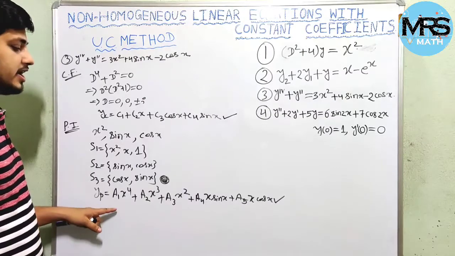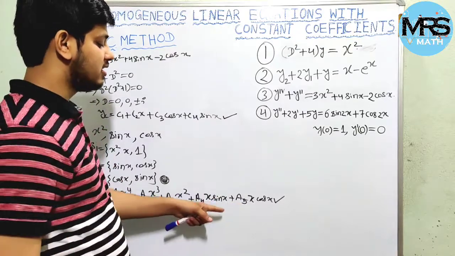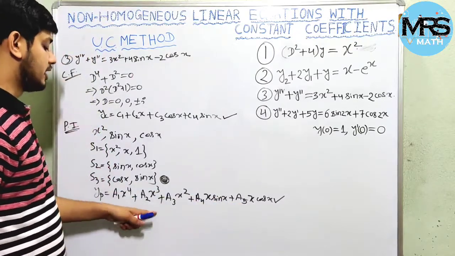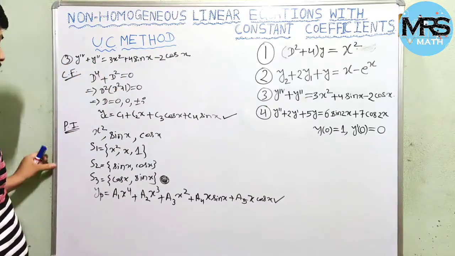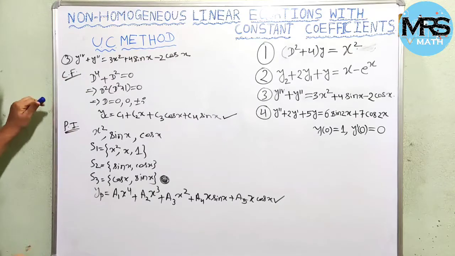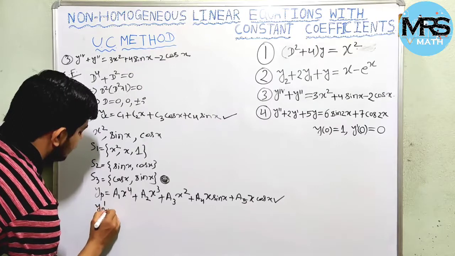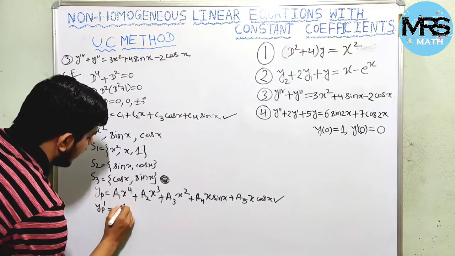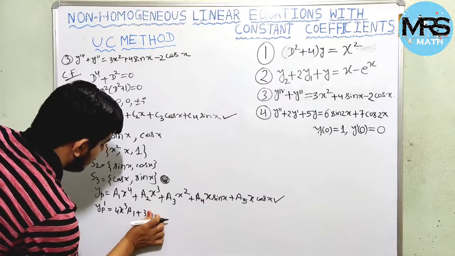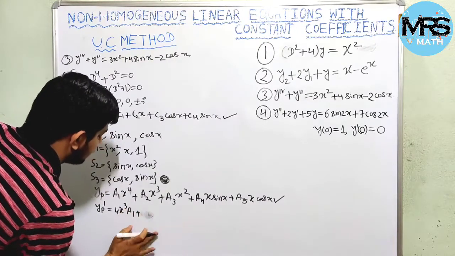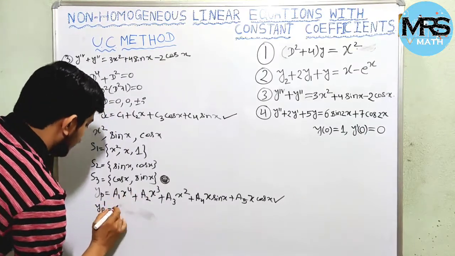Next job is to find a1, a2, a3, a4 and a5, which are the unknown coefficients. We will find them by substituting in this equation. Here he has asked up to y⁗, so we have to find the derivatives one by one. First of all, yp' will be 4x³ a1 plus 3... let us do it once again. That is 4a1 x³.